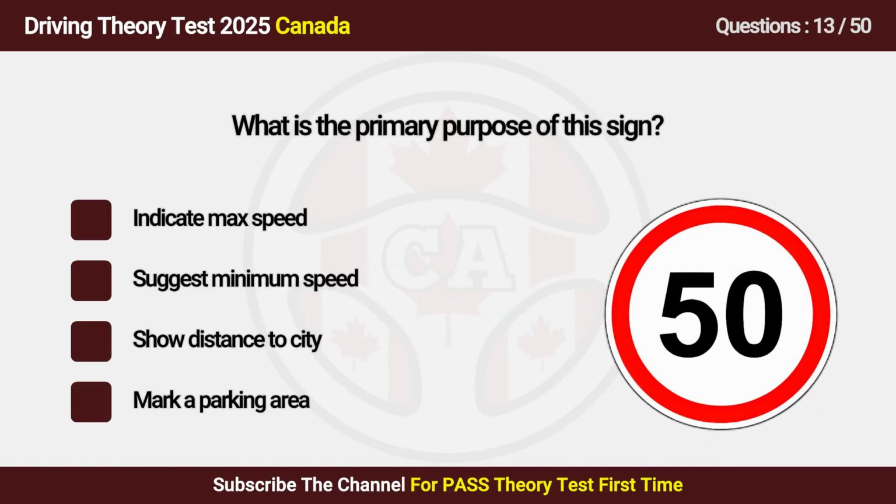Question 13. What is the primary purpose of this sign? A. Indicate max speed. B. Suggest minimum speed. C. Show distance to city. D. Mark a parking area.